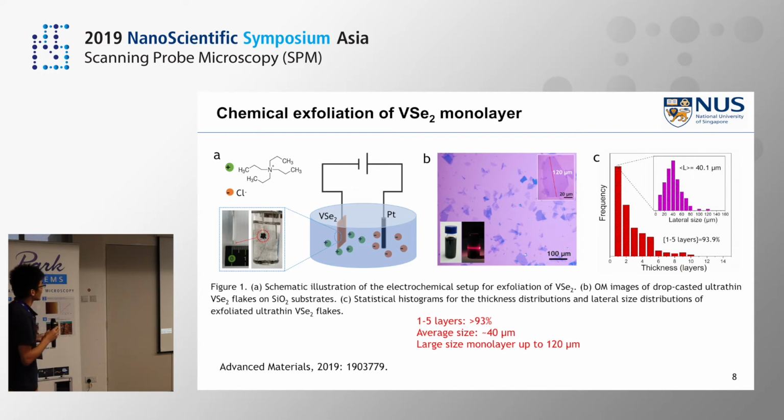And we did a statistical investigation, and we found the fraction with thickness below 5 layers is more than 19%, and the average size is around 40 microns.